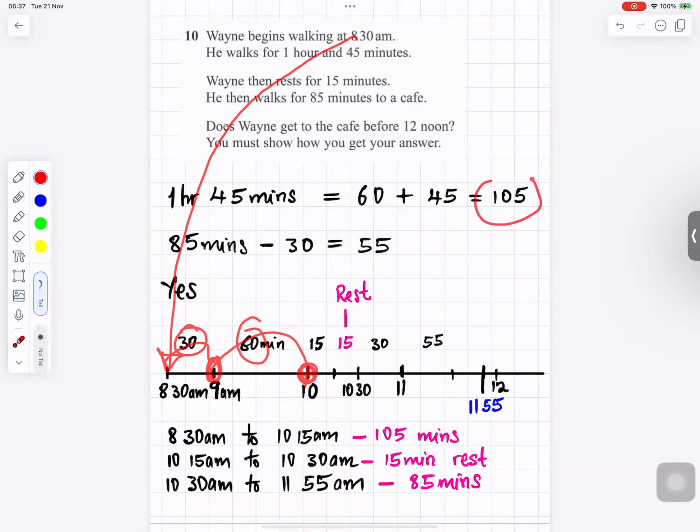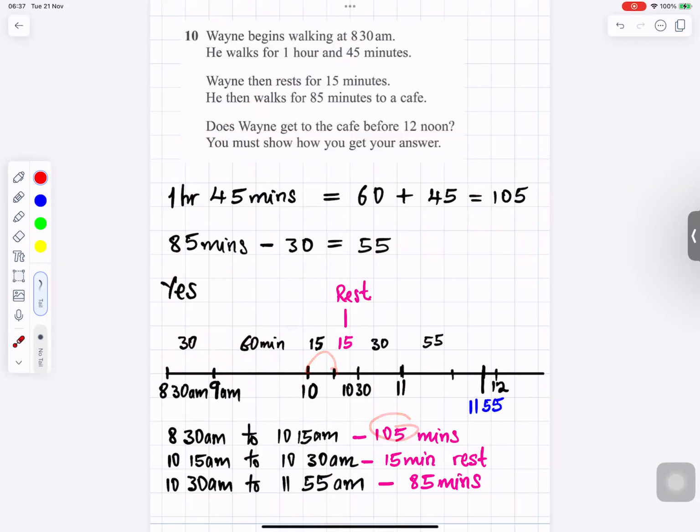Now we want to get 105 minutes. So we'll have to add another 15 minutes. It gets to 10:15. So for 105 minutes, for 1 hour 45 minutes, you get to 10:15. At 10:15, you rest for 30 minutes. That takes you to 10:30.